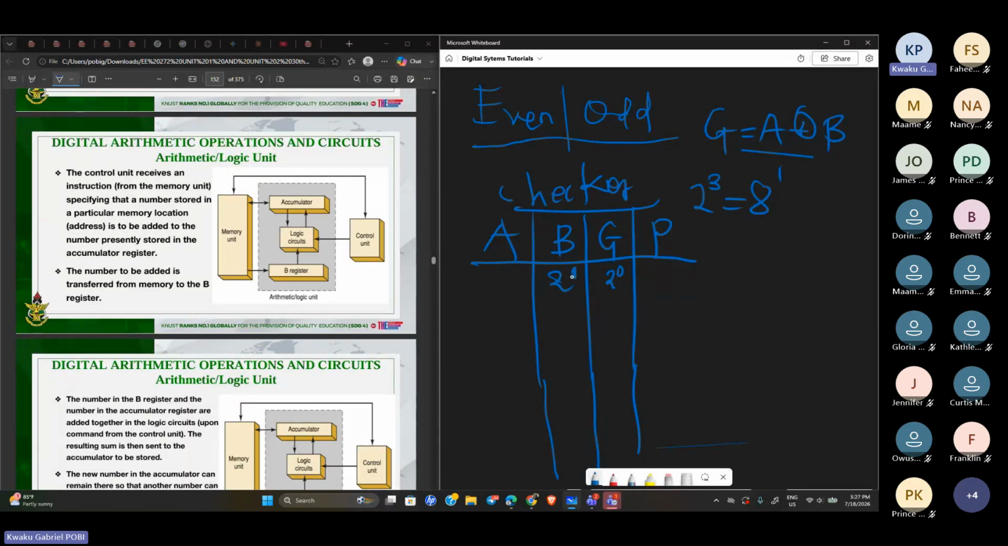Here is 2 to the power 1. So you have 2 bits, then you flip. So maybe you go from 0, 0, then you flip to 1, 1, right? Then another 0, 0, you flip to 1, 1.